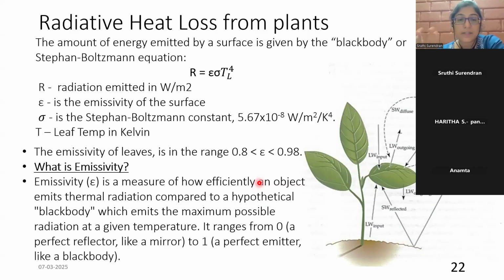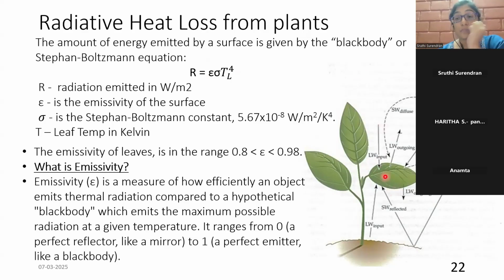So emissivity is measuring how efficiently an object can emit thermal radiation. Now we are not talking about any solar or sun's or light energy here. This is all thermal or heat energy that is being emitted by the body. If you see this picture over here, we see that sun direct energy is there, diffuse radiation is there. The long wave input is also there.